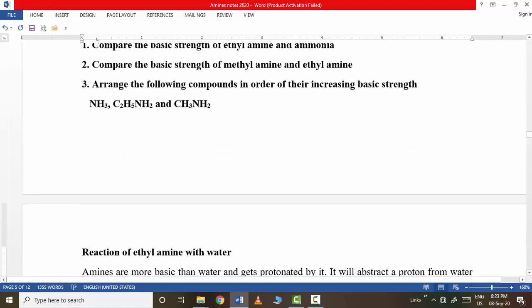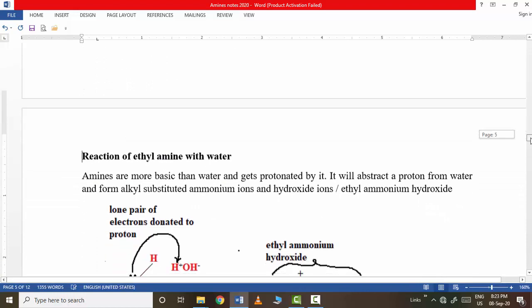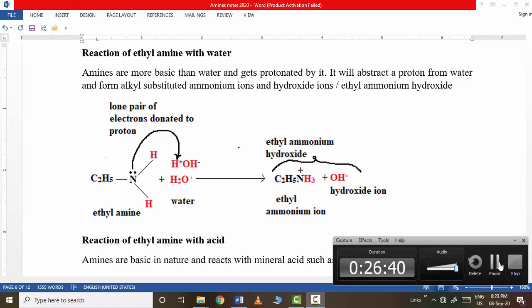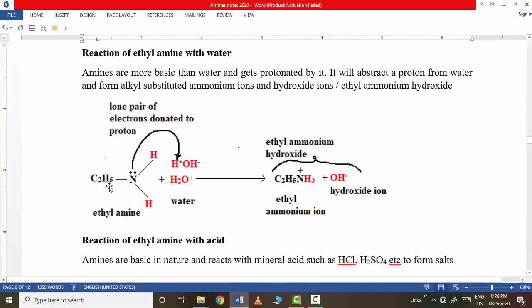Next is the reaction of ethylamine with water. Earlier you have studied the reaction of methylamine with water. So if you know the above reaction, it will be very easy for you to understand the same reaction happening with ethylamine. In this case, you just have to write the ethyl group here in the place of the methyl group.